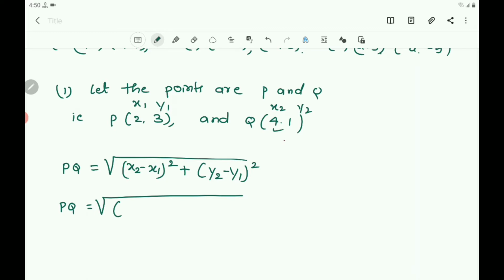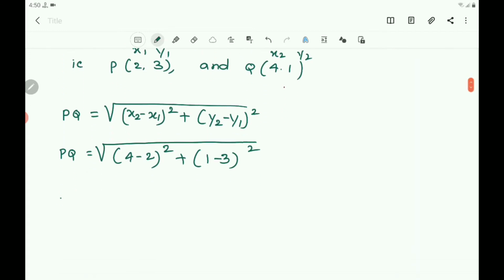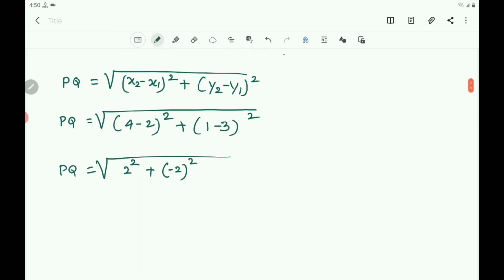x2 is 4, minus x1 which is 2, so (4 minus 2) whole square, plus y2 which is 1, y1 is 3, (1 minus 3) whole square. Now PQ equals root of (4 minus 2) whole square, that is 2 square, 4 minus 2 is 2, 2 square, plus 1 minus 3, which is minus 2, whole square.